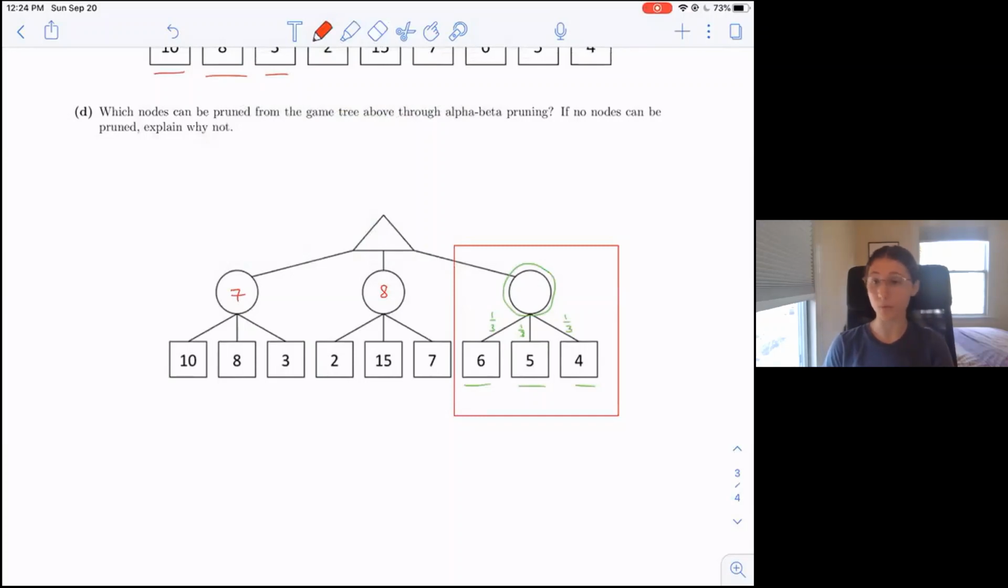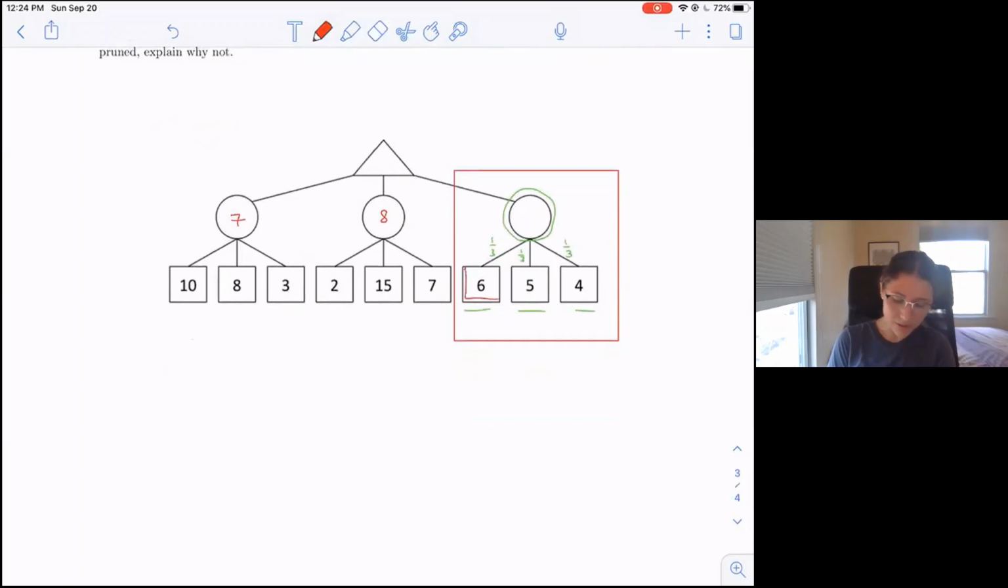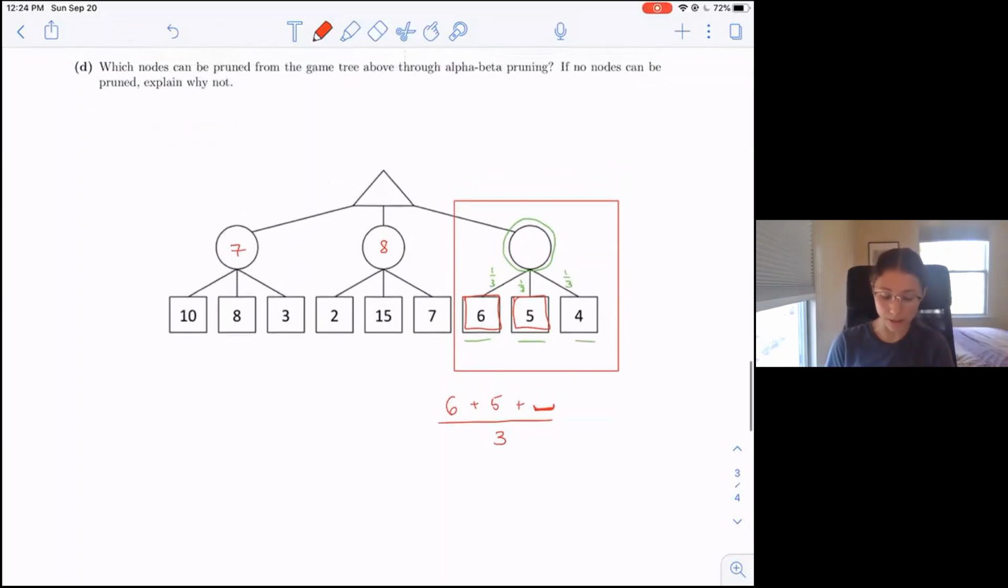Now, if we're asking ourselves, can we prune anything at this final node? One thing we can do is we can notice that after seeing the value of 6 and the value of 5, what does our expectation look like so far? Well, it looks like 6 plus 5 plus something we don't know about yet, all divided by 3. Now, if we actually have an upper bound on the value that any individual node can take here, then we can actually be smarter and prune via alpha-beta pruning.